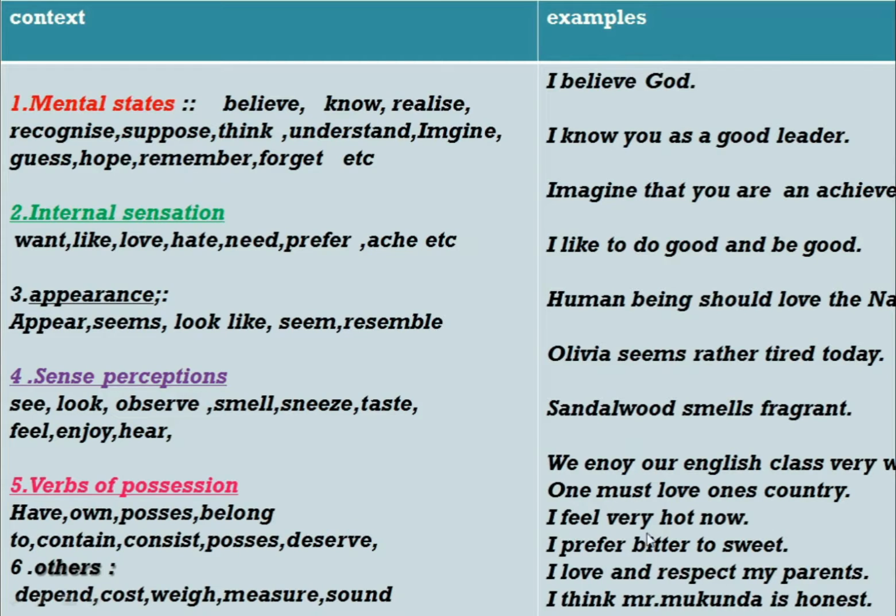Similarly, you see, I feel very hot now. I prefer bitter to sweet. I love and respect my parents. I think Mr. Mukunda is honest. Think also. Similarly, I own a motor car, a motor bike. I own a bungalow. We cannot say I am owning a bungalow. Suppose you possess a lot of wealth. We can't say you are possessing. You can say I belong to India. I am an Indian. I belong to India. We cannot say I am belonging to India. So these words cannot be used in present progressive. These words can only be used in simple present.